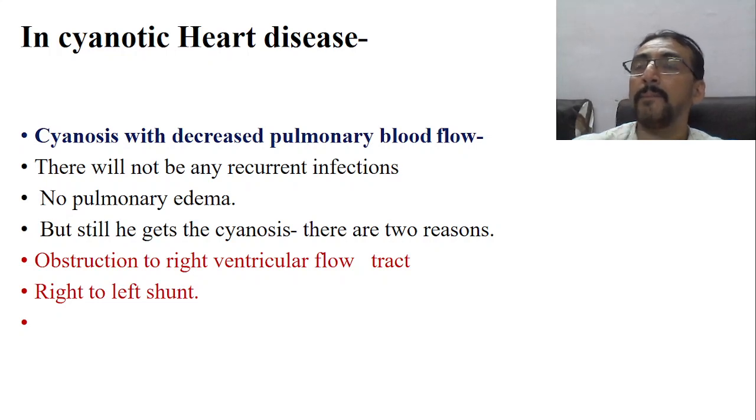What is that? Blood is coming into the right ventricle. From the right ventricle, now it has to go to the pulmonary trunk. From the pulmonary trunk, it has to enter into the lungs. Now the problem is there is some obstruction in the pulmonary trunk.